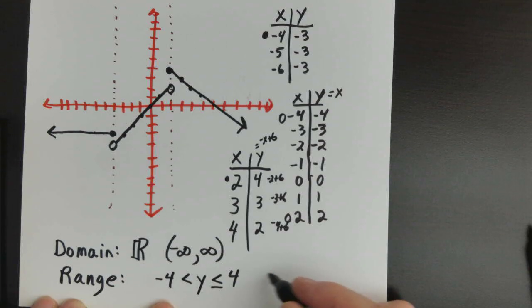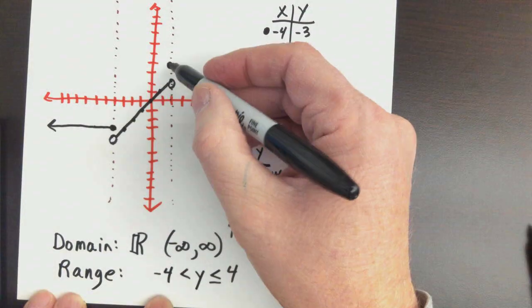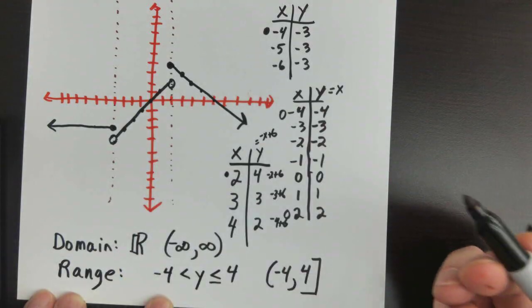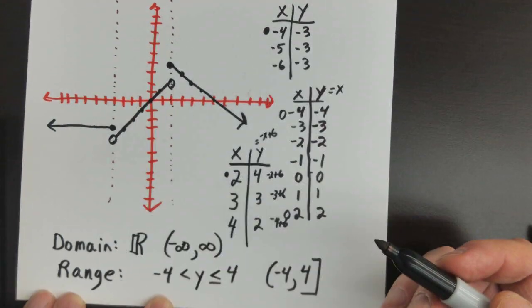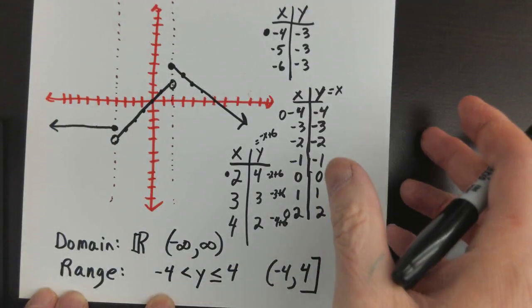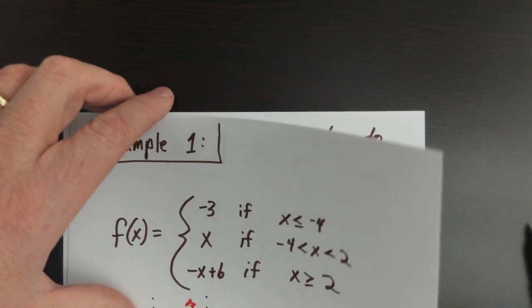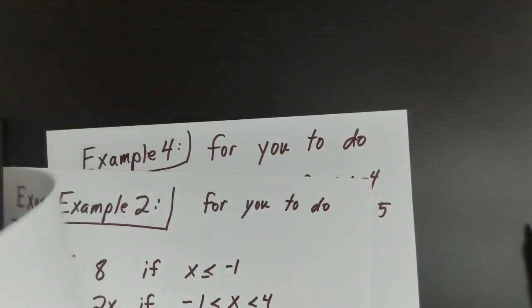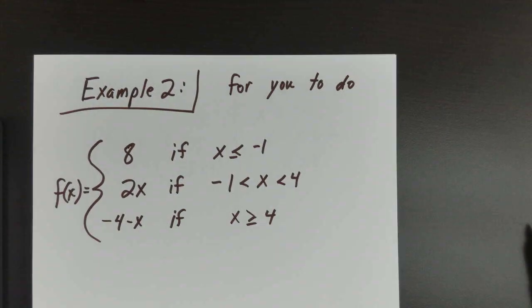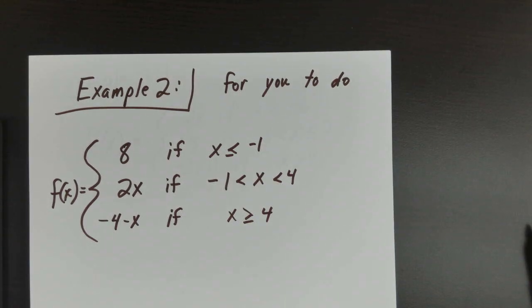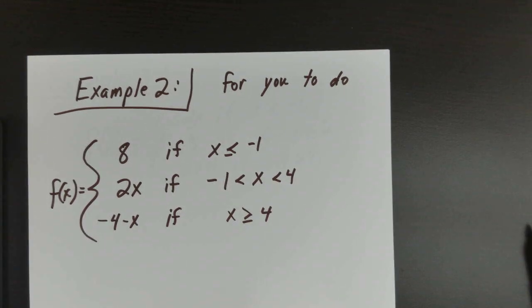Now another way of writing that in interval notation, we'd have the negative 4 with a curved bracket and the positive 4 with a square bracket, because it's included. It's got the solid dot. Negative 4 has the open circle, so it's not included. All right, there's example 1. I want you to take some time and do example 2, and it's right here. You can pause it, work on that one.